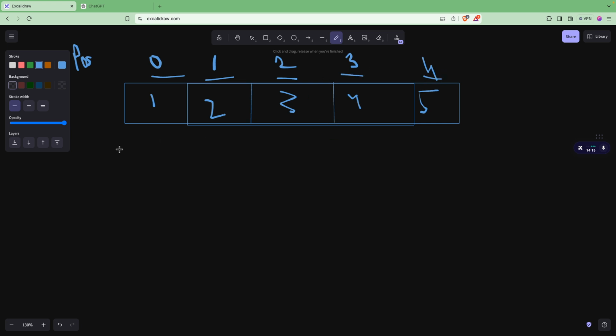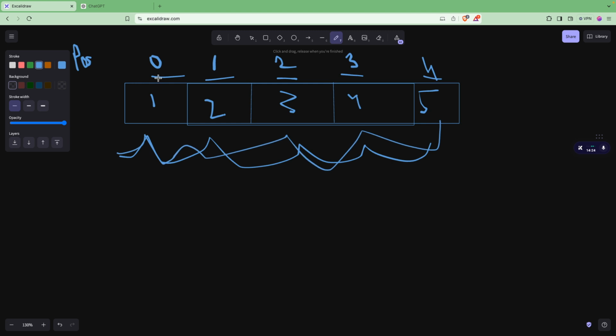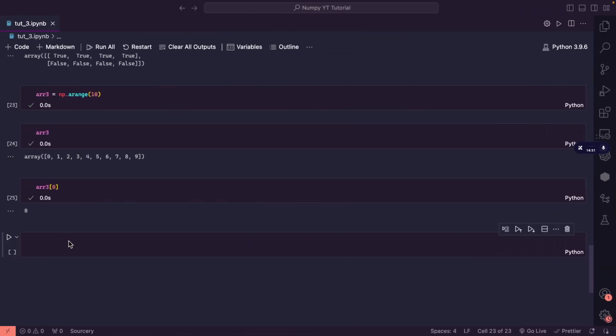We say it in terms of position: first, second, third, fourth, fifth. But the numbers we actually use are 0, 1, 2, 3, 4. So we are saying, give me whatever number you have in the zeroth position. And what is the number in the zero position? It's nothing but zero. If we ask for the 10th position, because we had only 10 numbers.